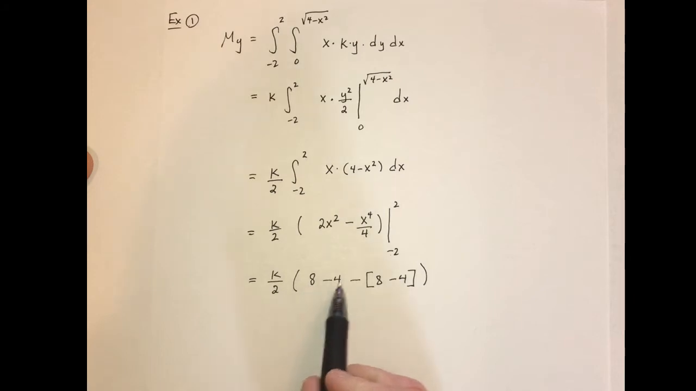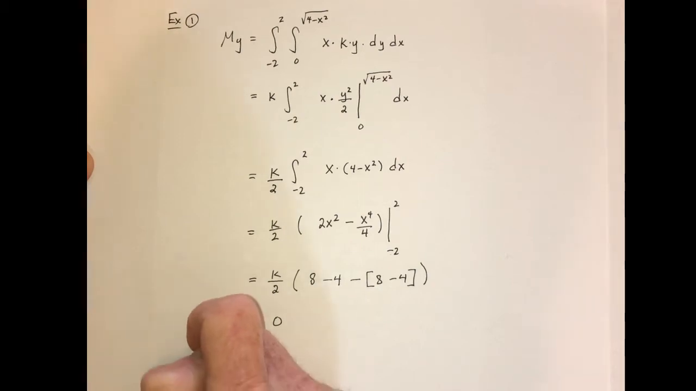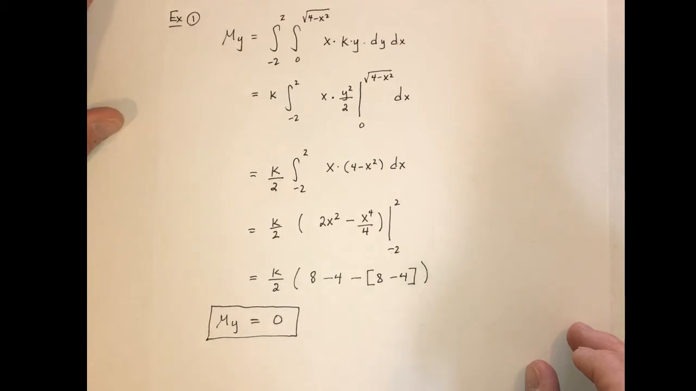And then it's going to say 8 minus 8 is 0. Negative 4 and positive 4 is 0. So this one is 0. All right. Now we're 2/3 done.